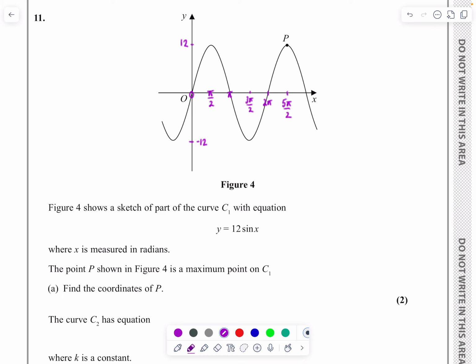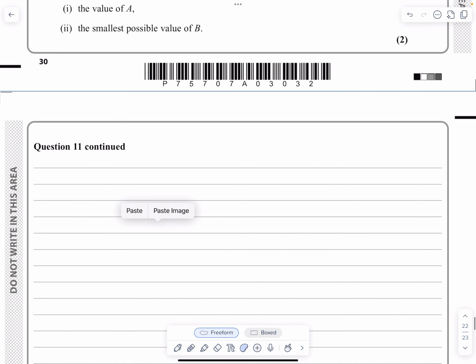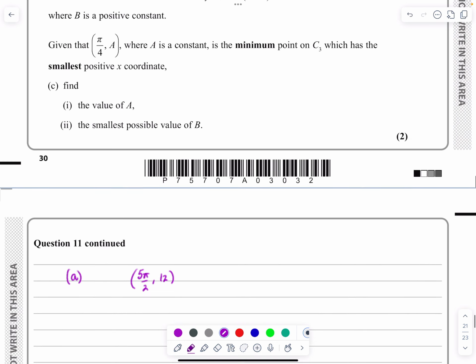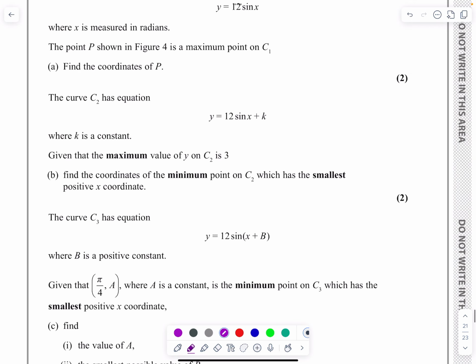So if I want the coordinates of P now, I can see that that's 5 pi over 2, 12. So we're going to put that as our answer. Let's cut that and put that all the way down here. So part A, give the coordinates of P. Yep, so P is equal to 5 pi over 2, 12.